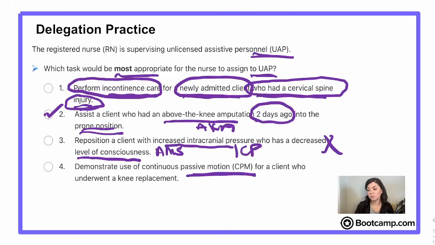So what do we think? Do we want to delegate that? And I'm seeing some no's. Somebody tell me why. Why do I not want to delegate that?